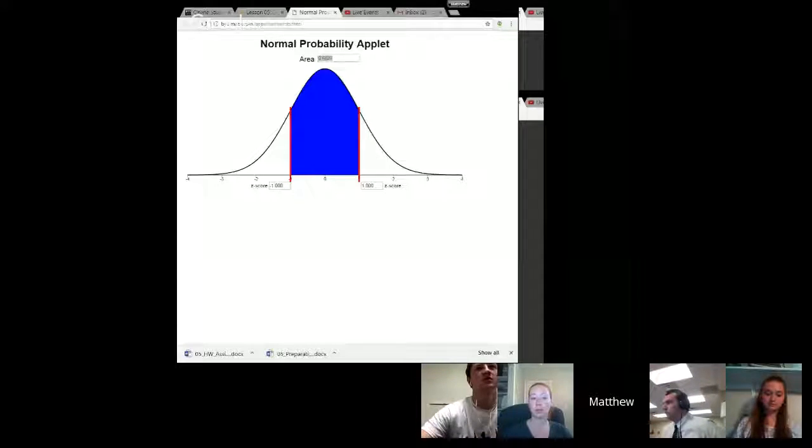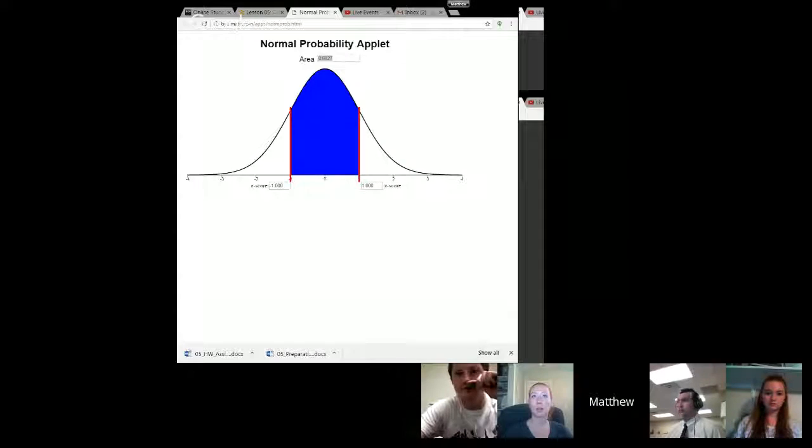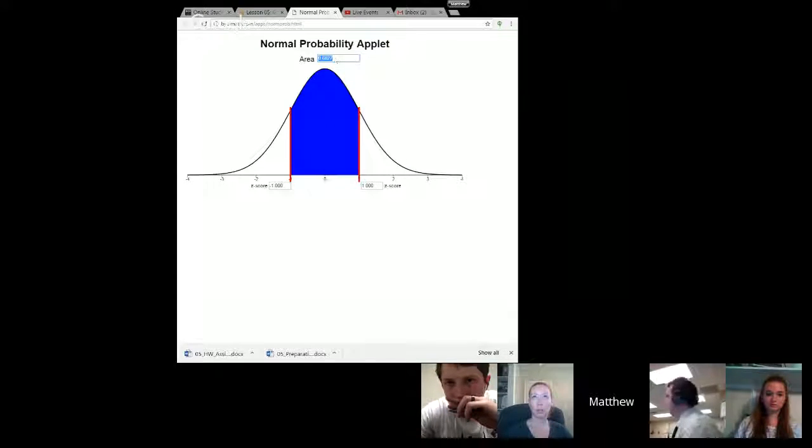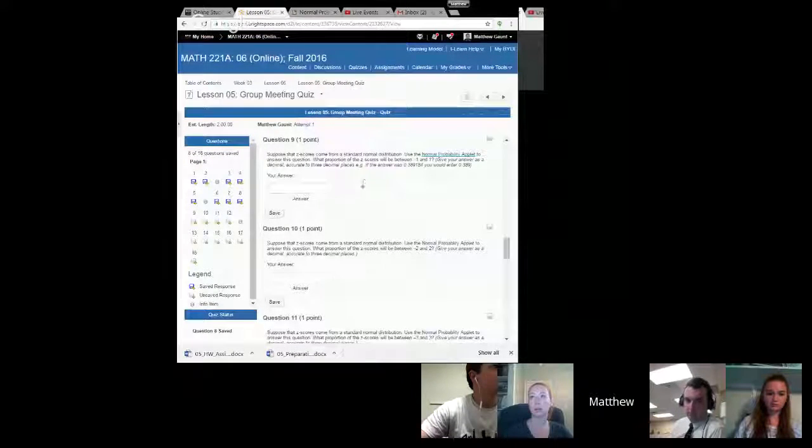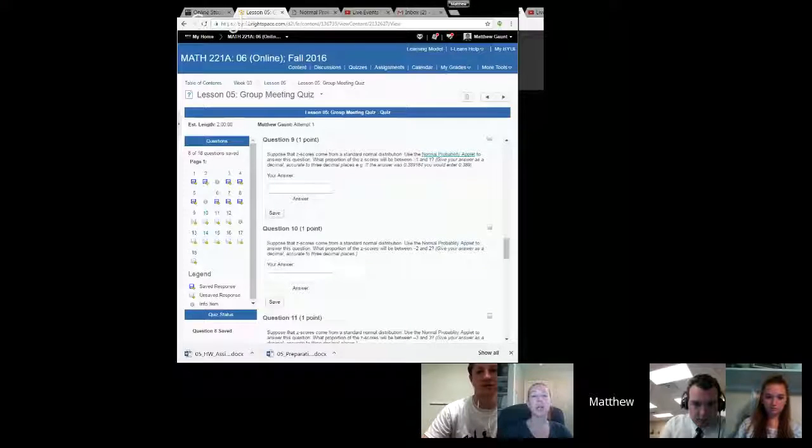Yeah, so if you look at my screen here, you highlight the blue area and you set it to 1 and -1 here, and it gives you your answer here. Okay, so how come you put in 1? Isn't that what the problem says? It says, use the applet. What proportion of the z-scores will be between -1 and 1? You're right, I'm reading number 10. Sorry. No, that's fine.